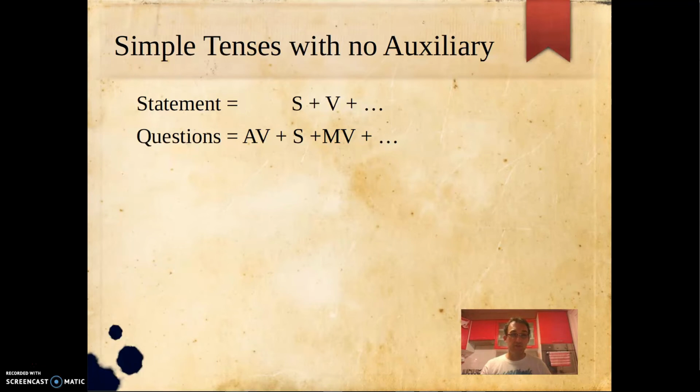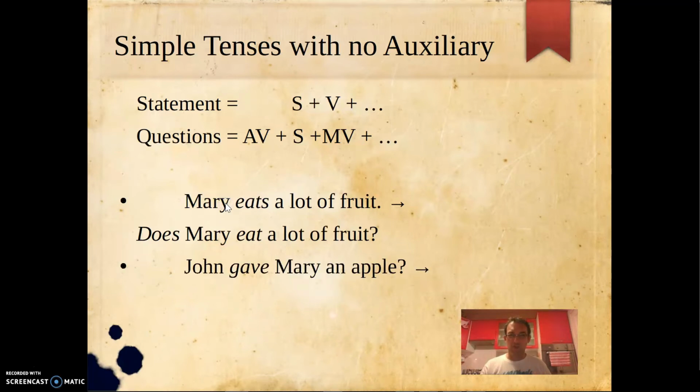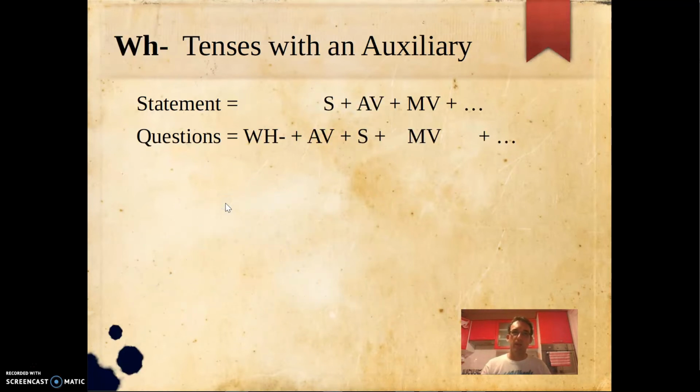Now, simple tenses like the present simple and the past simple don't have an auxiliary, they have just a subject and a verb. So what do you do? You need the auxiliary to ask a question, so you have to think of one. Luckily, there's one already there waiting for you. So when you say Mary eats a lot of fruit, does Mary eat a lot of fruit? So for questions in the present simple, you've got do and does waiting for you, right? In the past simple, you've got something else. John gave Mary an apple, and did John give Mary an apple? Rings a bell? Hopefully.